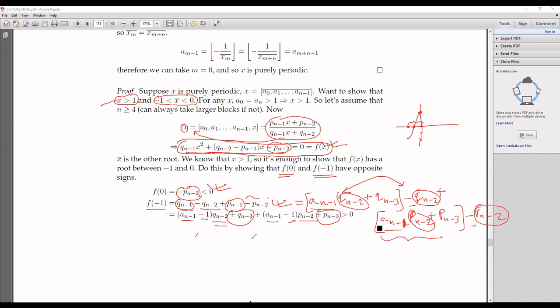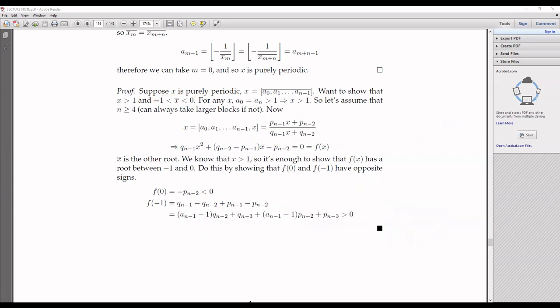Now, why is this positive? All the coefficients are positive. There are just two places where you are dealing with negativity. And that is also not an issue because all the Ai's are at least 1 or above because they are positive integers. So there is no way this expression is going to be negative, even though there are a couple of negative signs. So this proves our claim that x bar is in between minus 1 and 0.